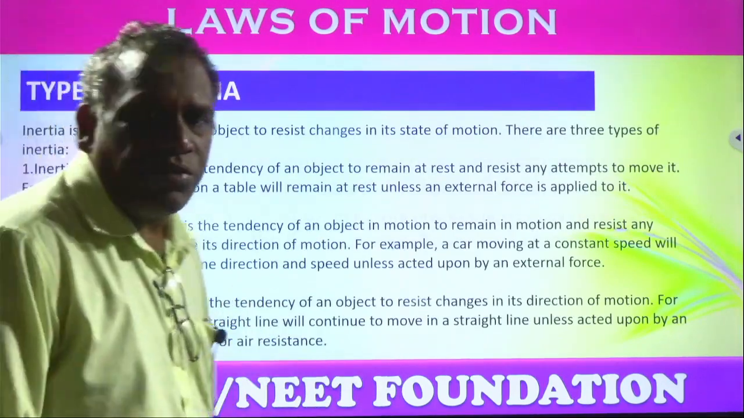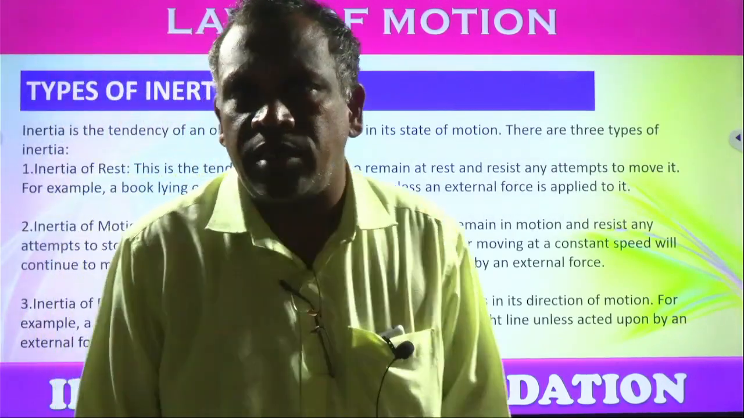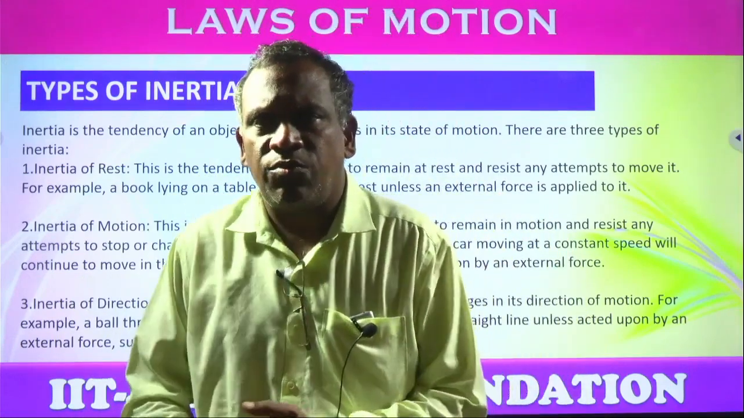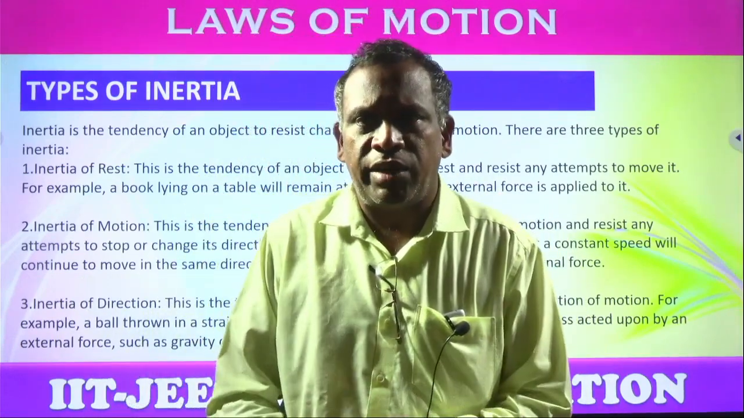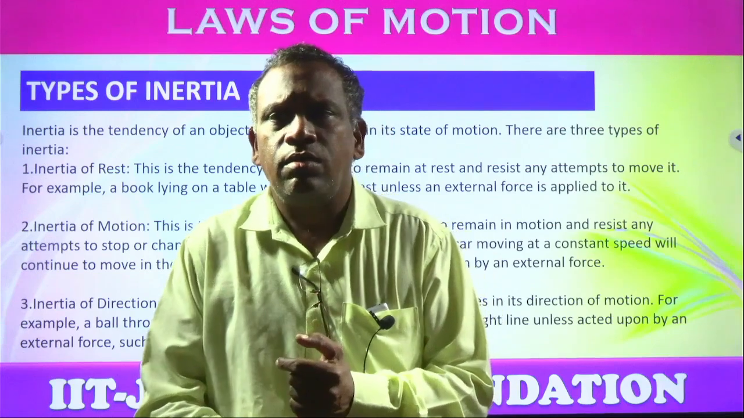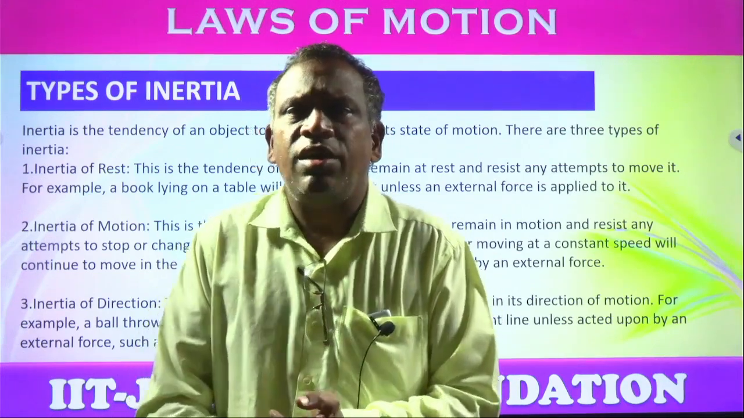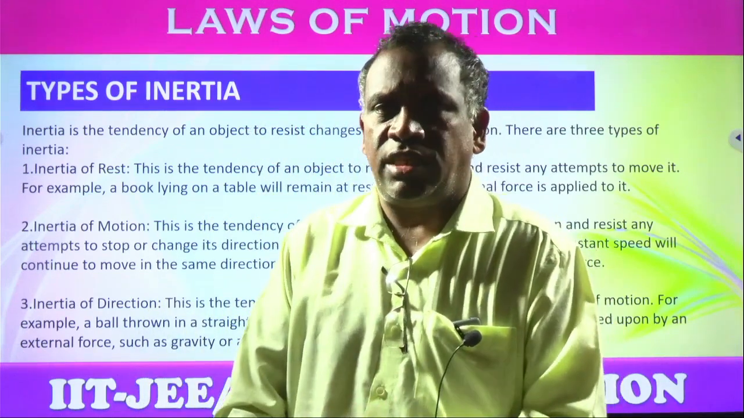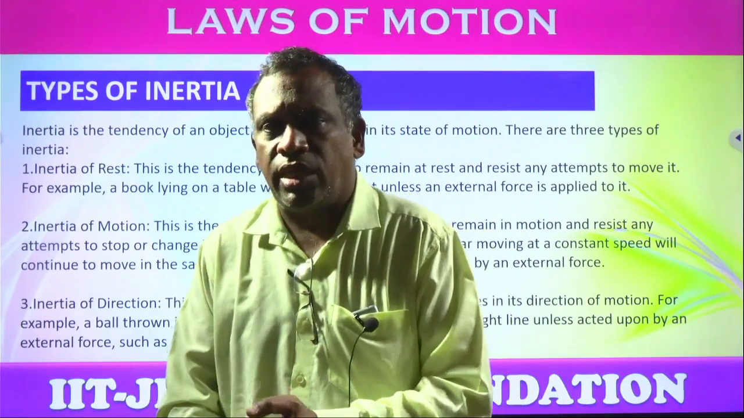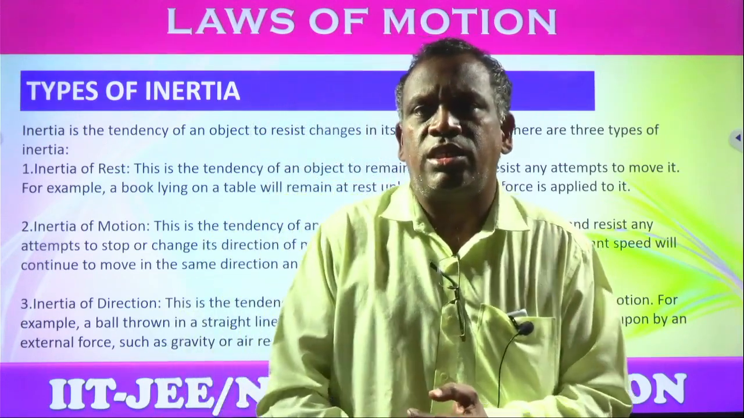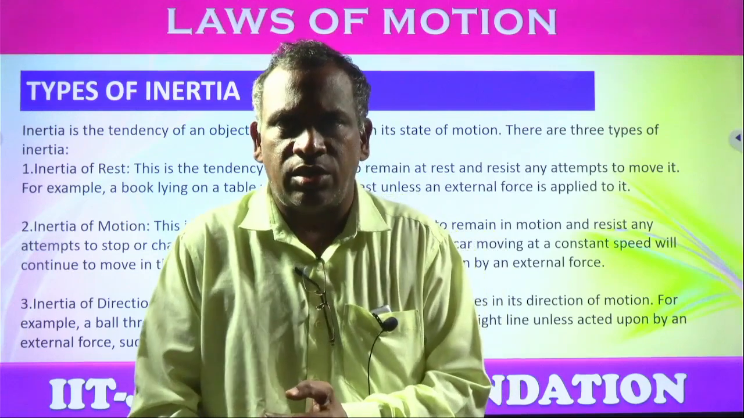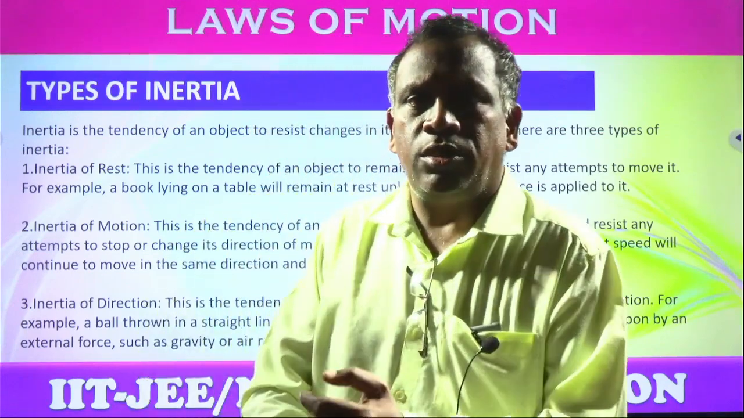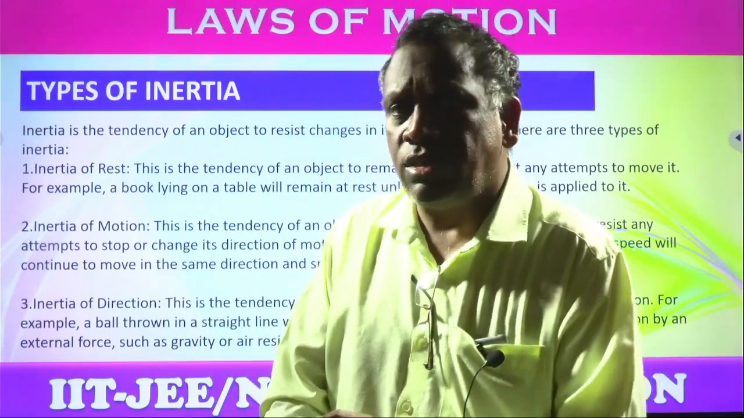Coming to the types of inertia, what are the different types of inertia? Inertia of rest, inertia of motion and inertia of direction. The inability of a body to change its state of rest is called inertia of rest. The inability of a body to change its state of motion is called inertia of motion. The inability of a body to change its direction is called inertia of direction.